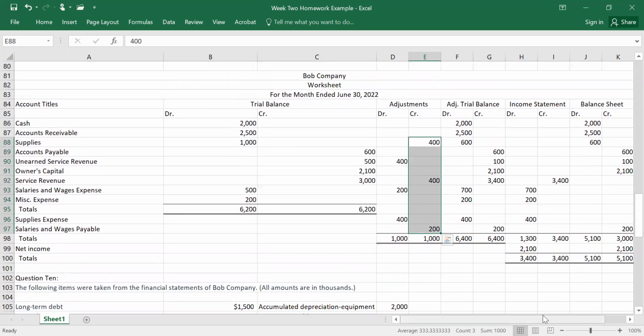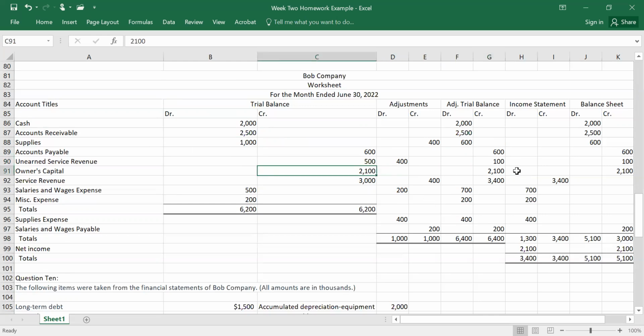Now we have to create an adjusted trial balance. So a lot of these numbers we can just move over, right? We can just move over cash and accounts receivable. Supplies, however, we have to adjust. So that 1,000 minus that 400 adjustment, the credit, leaves us with 600. Accounts payable is still 600. Unearned service revenue was 500 minus that 400 adjustment leaves us with 100.